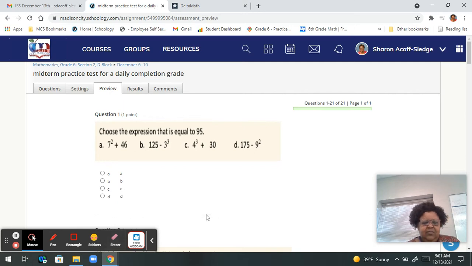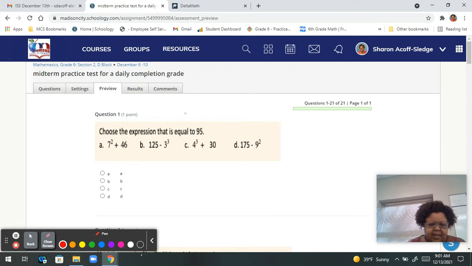Hi, I want to go over this midterm practice test that we did the other day. So here's: choose the expression that is equal to 95. What you would have to do on the midterm is work out each one of them and see which one is 95. I already know which one the answer is. So I'm going to do this one first.